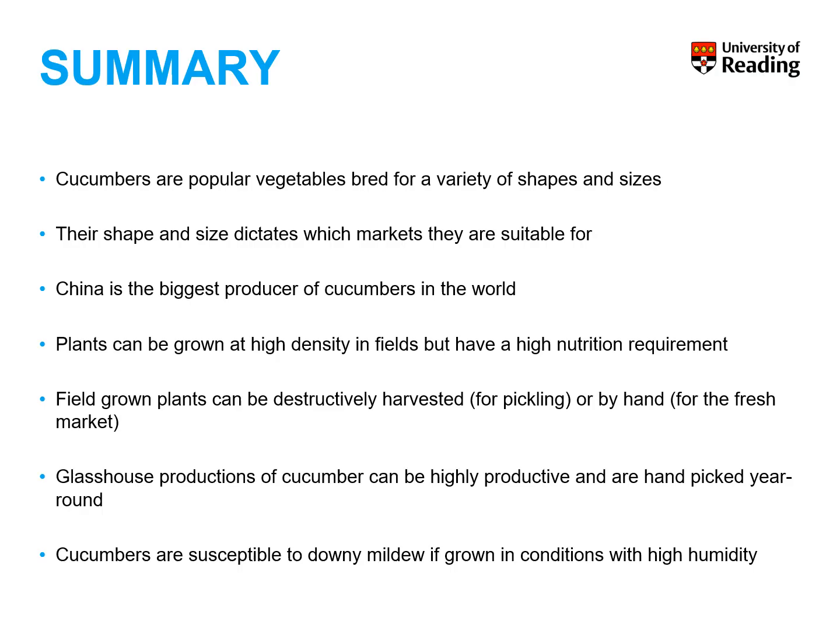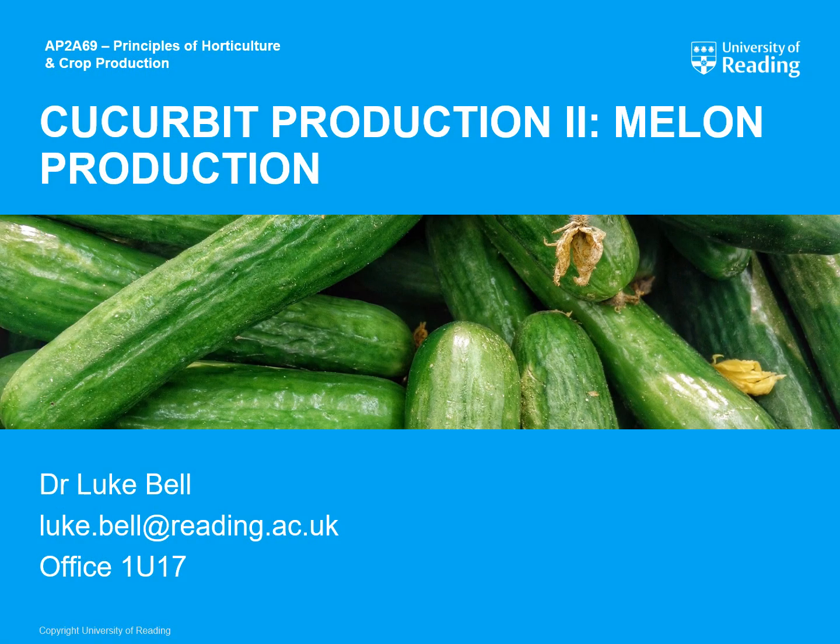Plants can be grown at high density in fields but have a high nutritional requirement. Field-grown plants can be destructively harvested for pickling or by hand for the fresh market. Glasshouse productions of cucumber can be highly productive and are hand-picked year-round. Cucumbers are susceptible to downy mildew if grown in conditions with high humidity. So in the second part of these screencasts, we'll be looking at melon production.